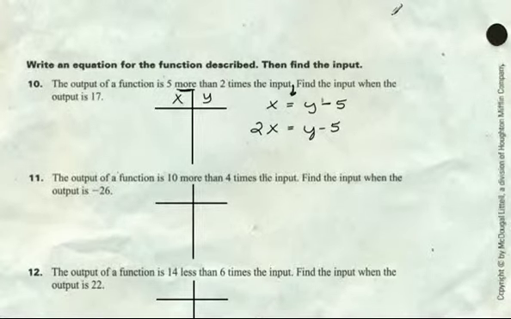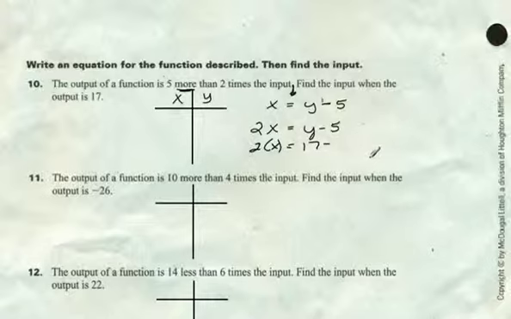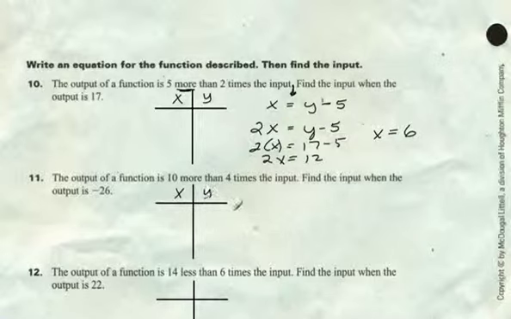So now we just substitute. I know the output is 17, so 2 times x equals 17 minus 5. So 2x equals 12. So x equals 6. Now, once I know that, we have some other problems that are exactly the same. So again, here's my x and my y.